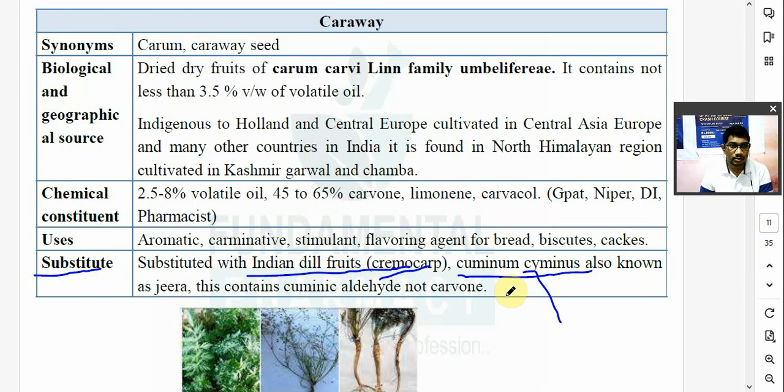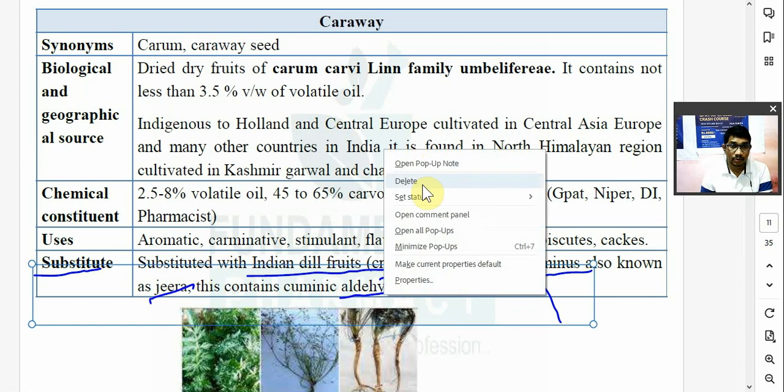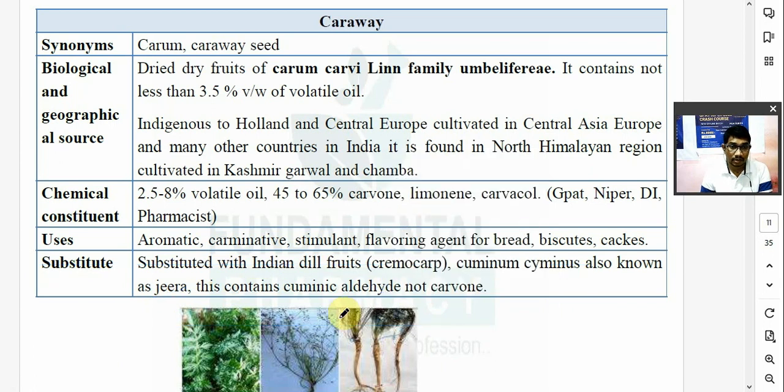Then also जीरा. जो cuminum होता है उसको जीरा बोलते हैं. It consists of aldehyde and not carvone. cumin में carvone नहीं होता, उसमें aldehyde होता है. Cumin aldehyde, not carvone. Okay, distinguish. So caraway. Just remember the biological source Caraway, family Umbelliferae.